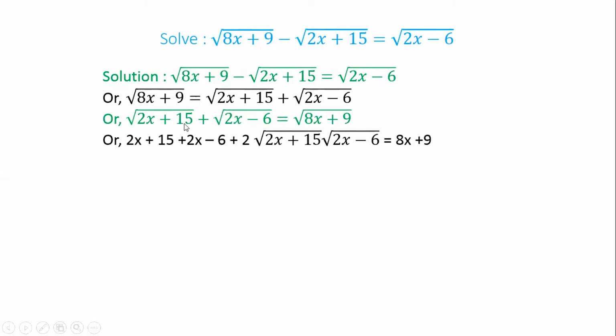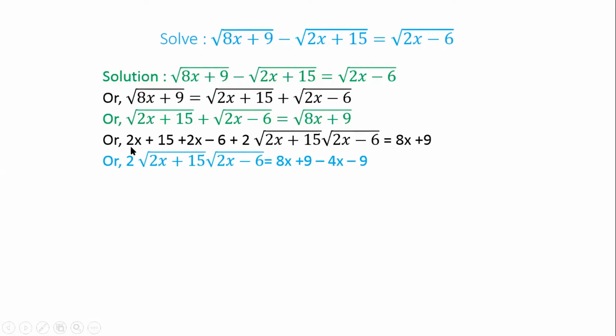If we take square on both sides of this equation, we can apply the a plus b whole square formula. We know a plus b whole square equals a square plus 2ab plus b square. Here root 2x plus 15 squared means 2x plus 15, and root 2x minus 6 squared means 2x minus 6. Here 2ab means 2 into root over 2x plus 15 root over 2x minus 6, equal to 8x plus 9. That means if we take square on root over 8x plus 9, we get 8x plus 9, which remains unchanged here.